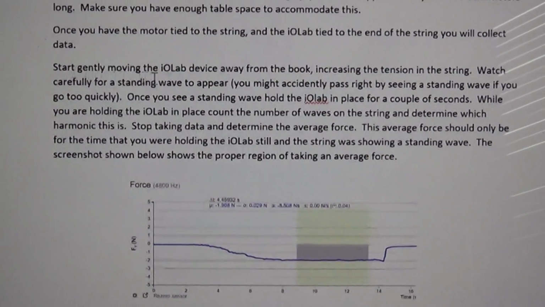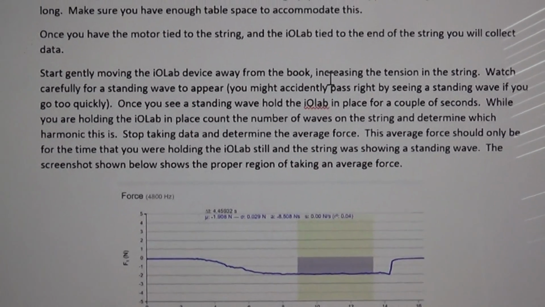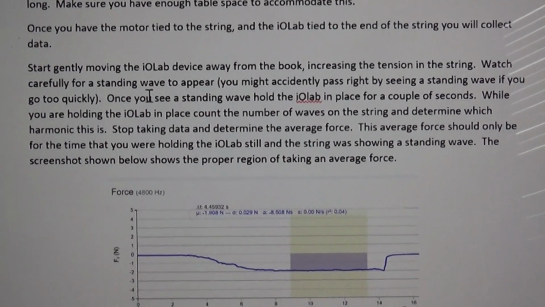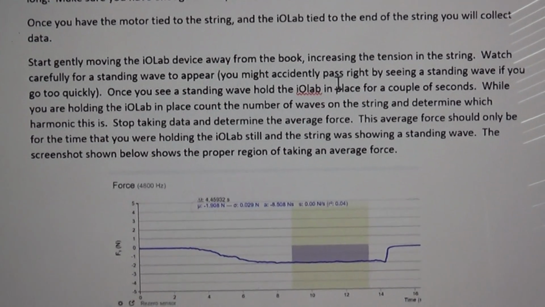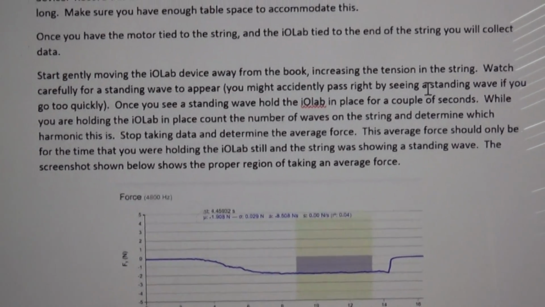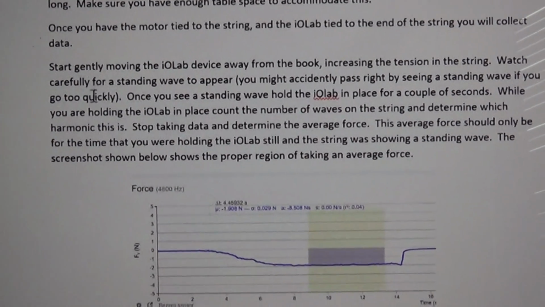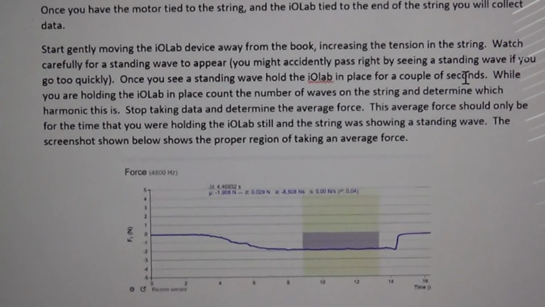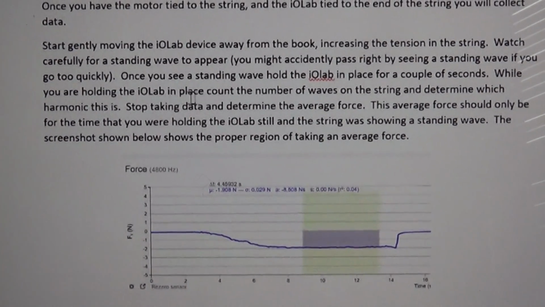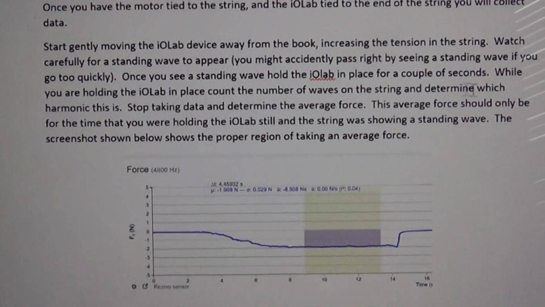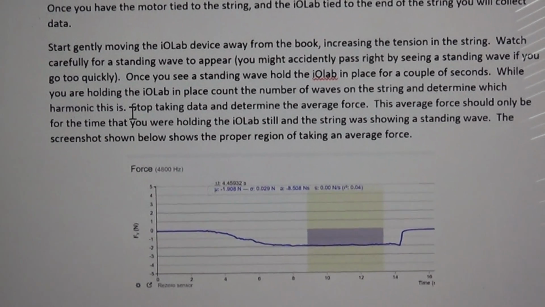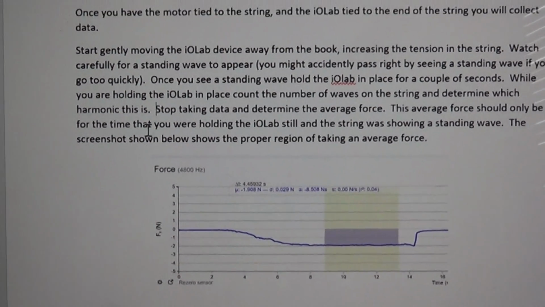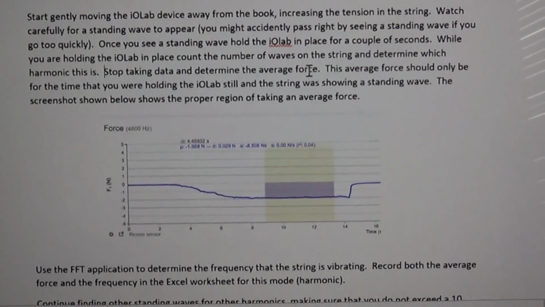Now here, start gently moving the iOLAB device away from the book or away from the motor, increasing the tension in the string. Watch carefully for a standing wave to appear. You might actually pass right by a standing wave if you go too quickly. Once you see a standing wave, hold the iOLAB in place for a couple of seconds. While you're holding the iOLAB, count the number of waves on the string and determine which harmonic this is. You'll probably go directly to n equals 2, then after that n equals 3. Stop taking data and determine the average force.